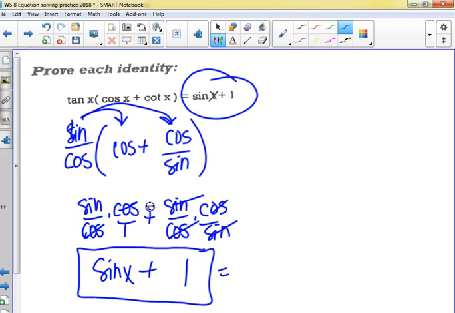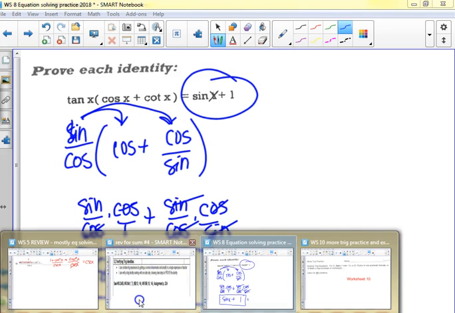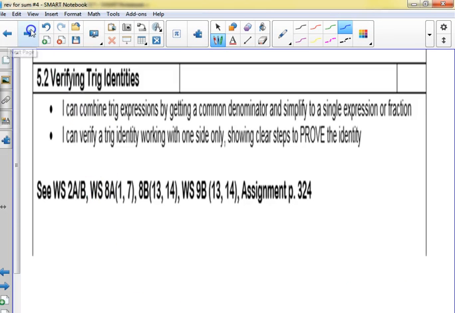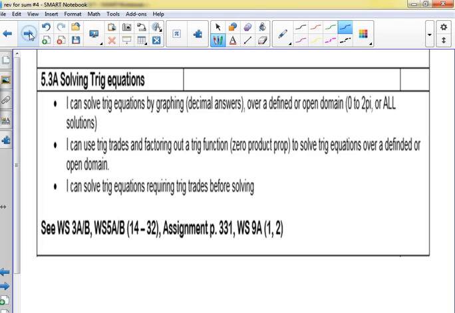All right. Let's go back to the review worksheet here. So we did some verifying. You feel like you can find some more of those if you need to? Okay. Then we need to do solving trig equations. Okay. We did them. Notes were worksheet 3. And you had an assignment on page 331. There's a whole bunch more of these solving trig equations on worksheet 5.